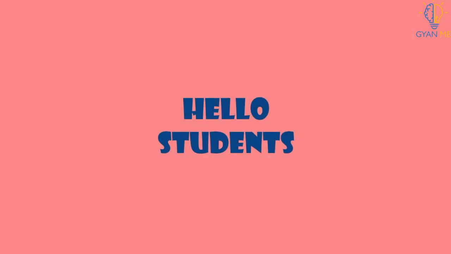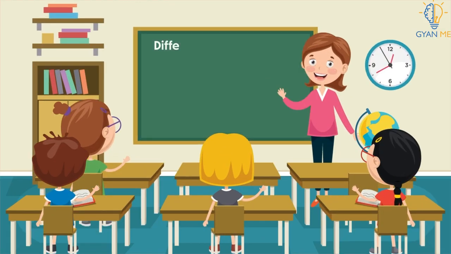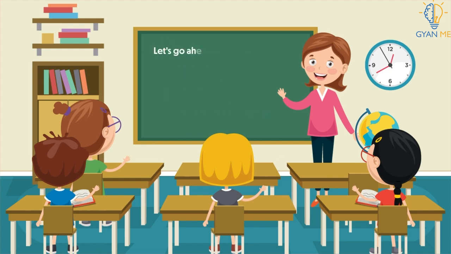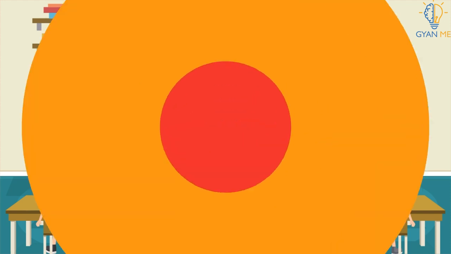Hello students! So far we have learnt about different functional groups and the names and structures of the new compounds they form by combining with hydrocarbon chains, such as the aldehyde group, ketone group and carboxylic group. Let us go ahead and find out about a new functional group, that is ether.